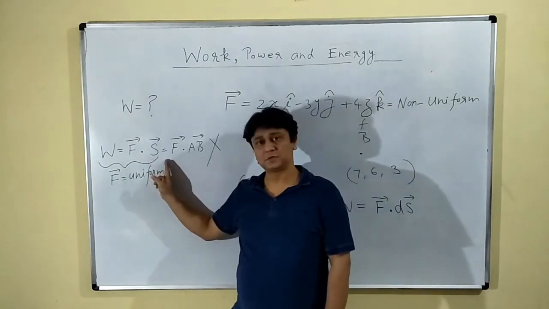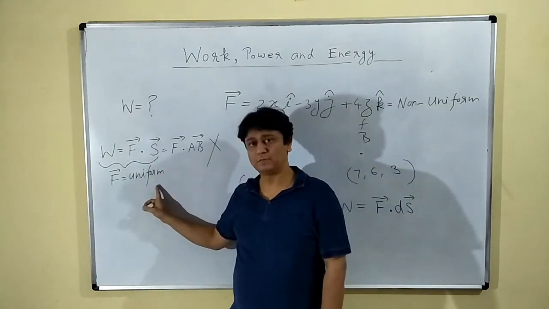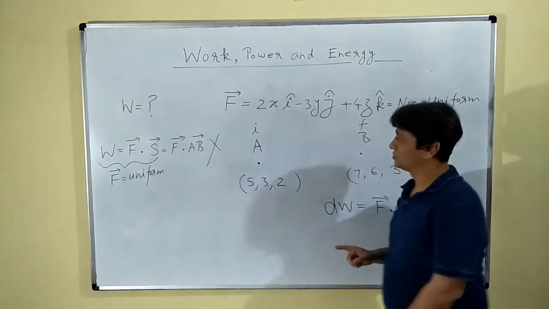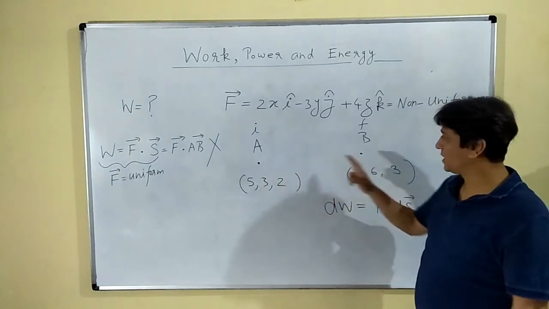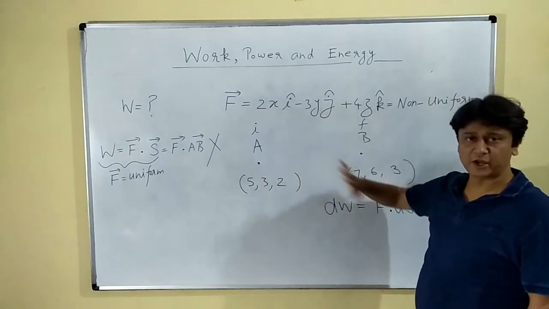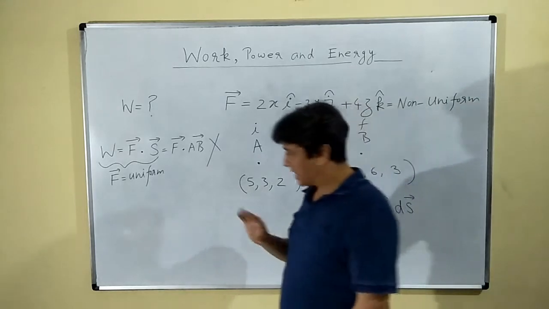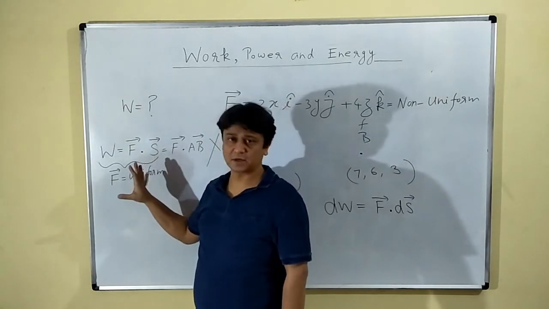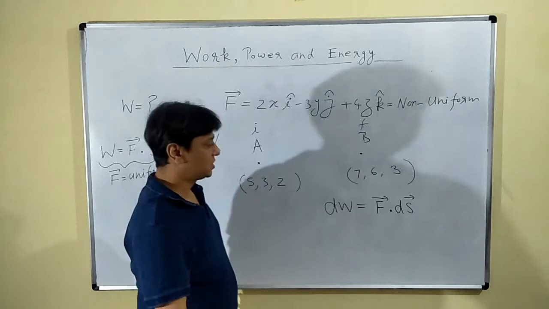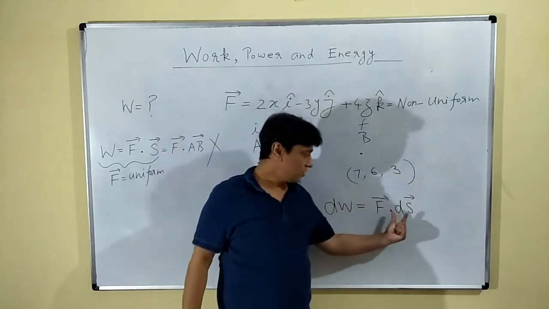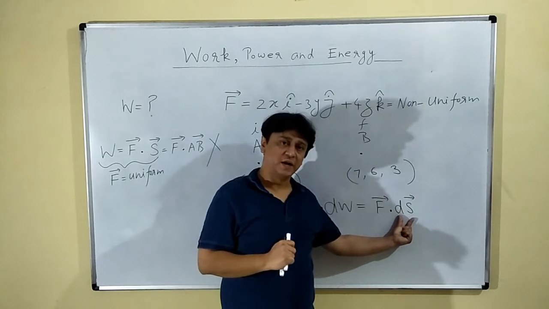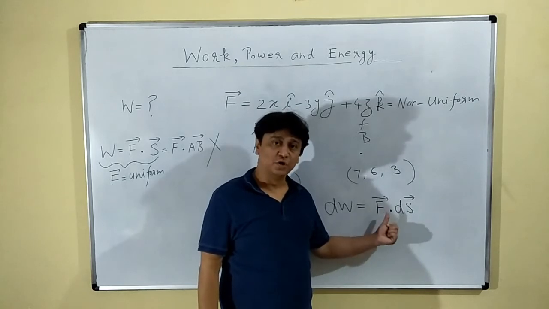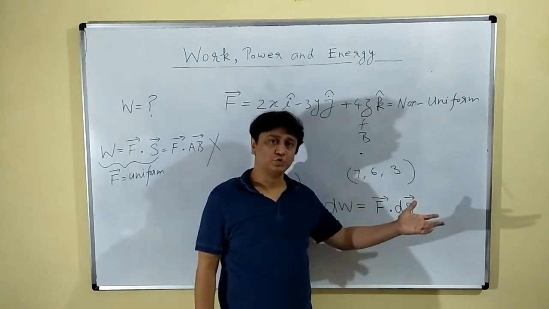We use F dot S when F is uniform for the entire displacement S. Something which is not possible in this question. As you move from A to B, force is continuously changing. लेकिन वर्क की बेसिक डेफिनेशन यही है F डॉट एस, हम इससे हट नहीं सकते. तो हमने क्या मेथड डेवलप किया? We'll go for that small displacement ds for which force is uniform or almost uniform.